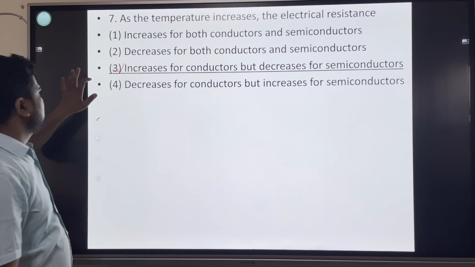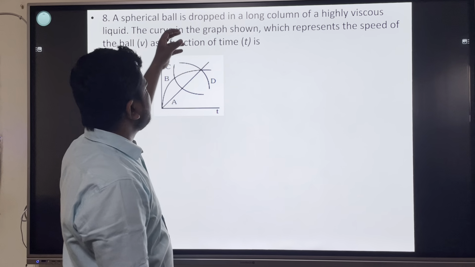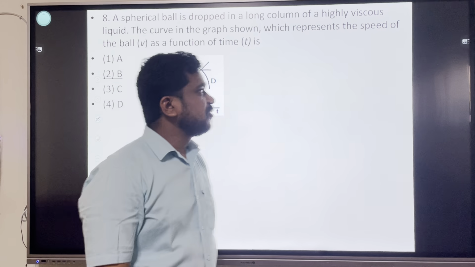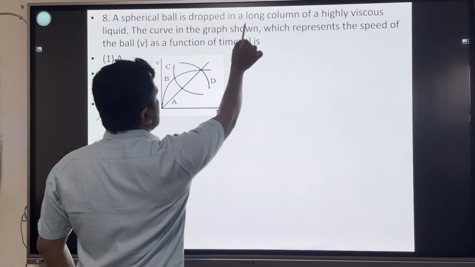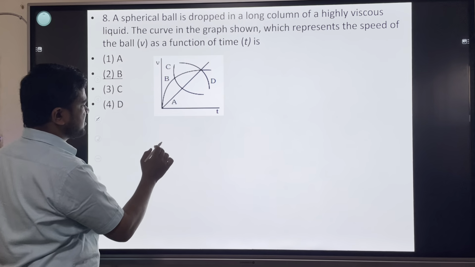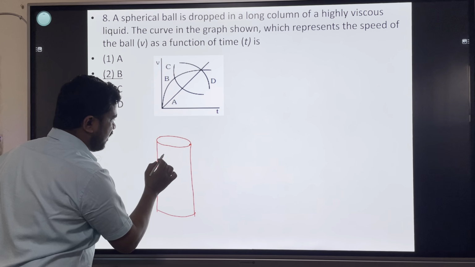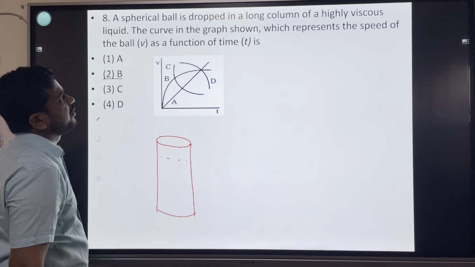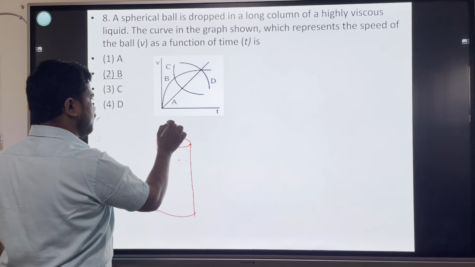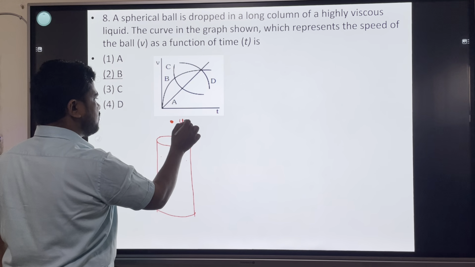Okay, let's go to the next question. Spherical ball, very interesting question. Look here. A spherical ball is dropped in a long column of highly viscous liquid. The long column is a cylindrical vessel, and the liquid is highly viscous. A spherical ball is dropped, initially at rest, v equal to 0.